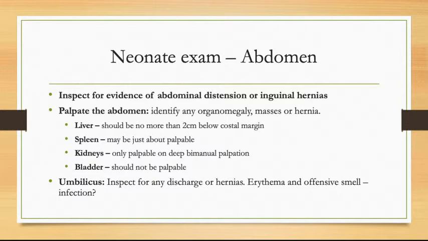And after you're satisfied with your abdomen palpation, you have to inspect the umbilicus to look for any hernias or discharge. You're wanting to rule out infection of the umbilicus stump. So if it's red and smells bad, then you have to think about infection.